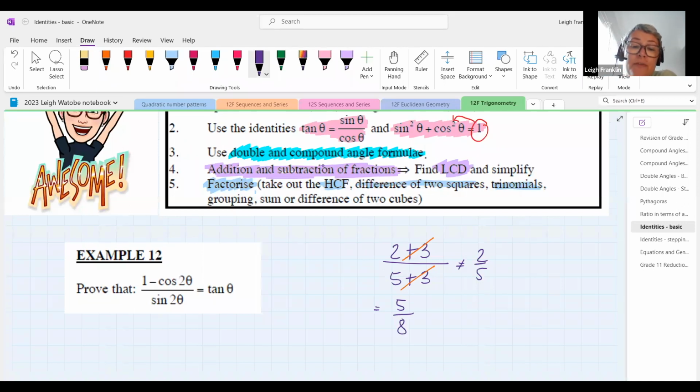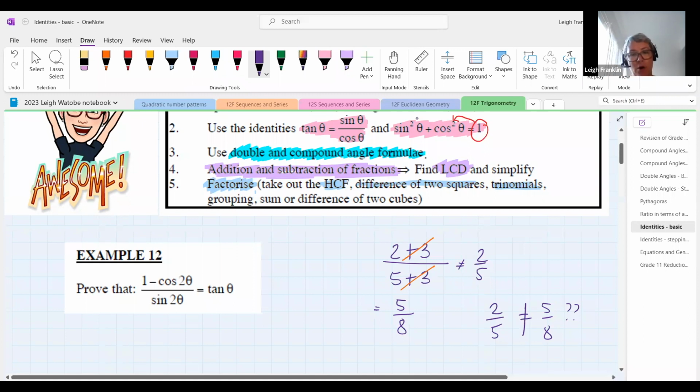Are 2 over 5 and 5 over 8 equivalent fractions? Is 2 over 5 the same as 5 over 8? Is that true? No. Definitely not. It's definitely not true. So that's why you cannot cancel over plus and minus signs. I know this is a very simplistic way of putting it, but that's the reason behind it. It's because we're not going to get the same answer.